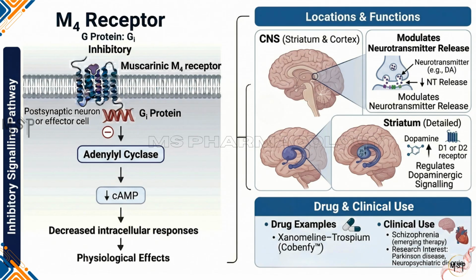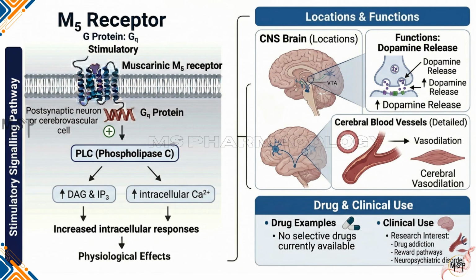Finally, we have the M5 receptor. M5 receptors are coupled to Gq proteins and are expressed mainly in specific regions of the brain and in cerebral blood vessels.